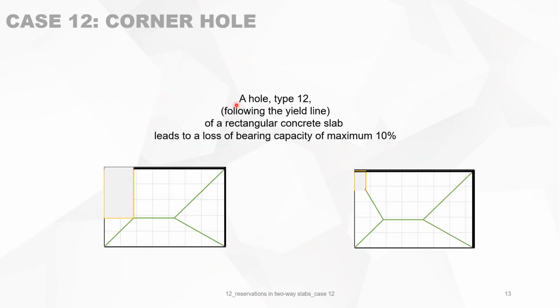So to sum up, a hole type 12, following the yield line of a rectangular concrete slab leads to a loss of bearing capacity of maximum 10%.